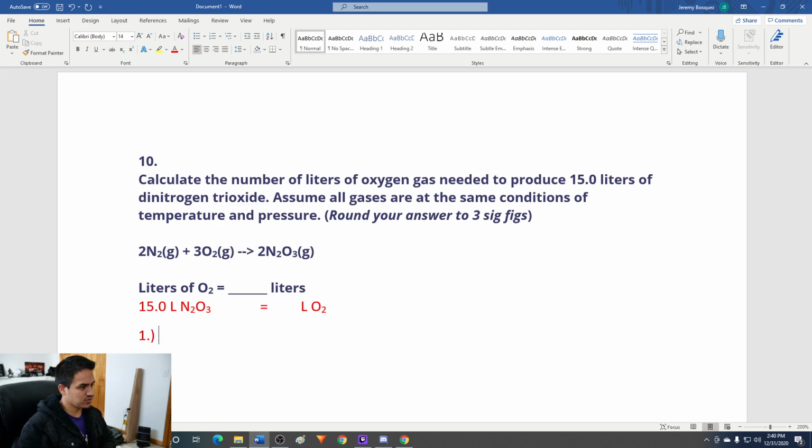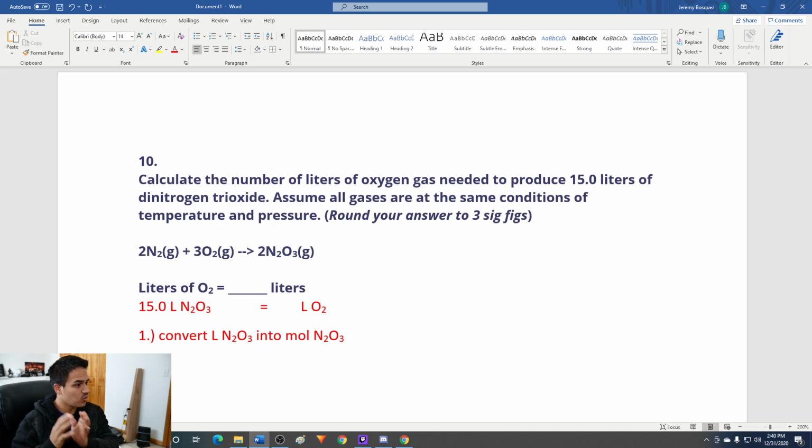All right, so step 1, what is it? You got it. We are going to be converting liters of N2O3 into moles of N2O3. Step 1, always convert to moles if you're not in moles already. If you're already in moles, then you don't need to do that part.